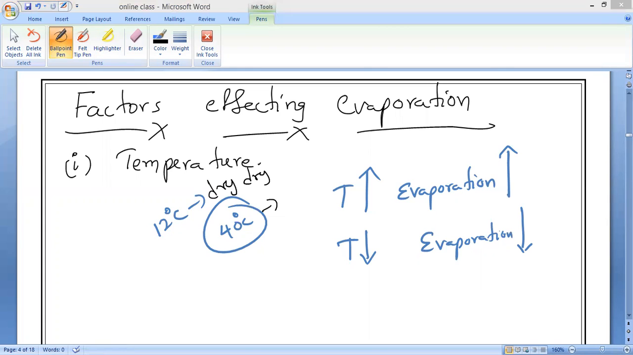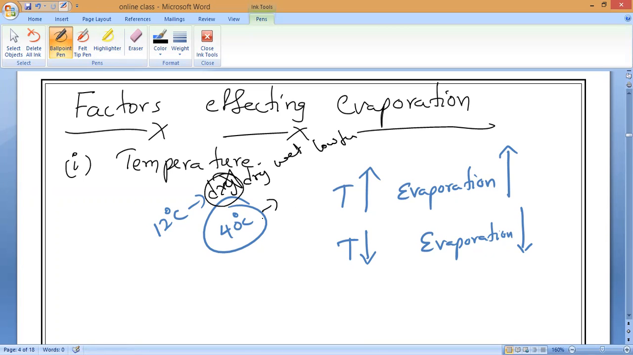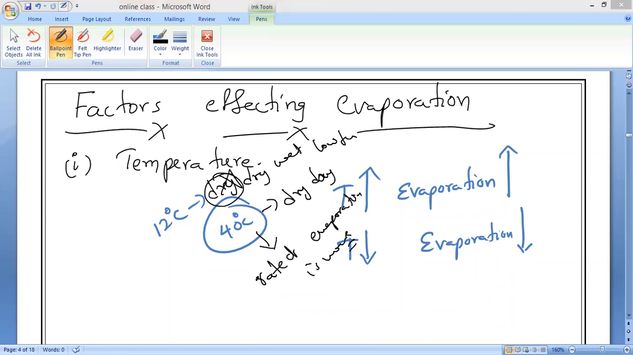Which day? 40 degrees Celsius or 12 degrees Celsius, is it called a dry day or a wet day? 12 degrees is not a dry day. It is a wet day, meaning low temperature. So 40 degrees Celsius we call a dry day. So is the rate of evaporation slower or faster? Faster. That is what you have to remember. The rate of evaporation increases on increasing the temperature and decreases on decreasing the temperature of the liquid. Yes or no, guys? So you can see we can increase the rate of evaporation by increasing the temperature.